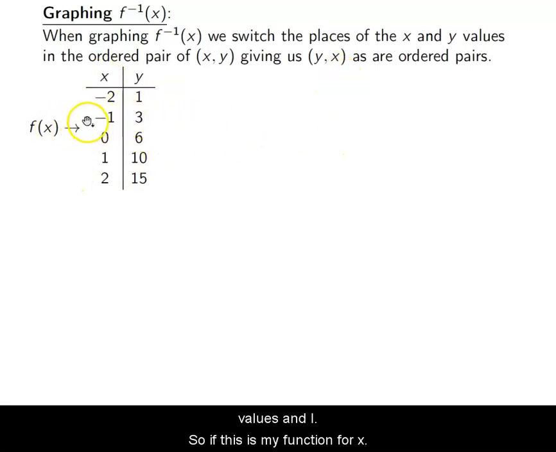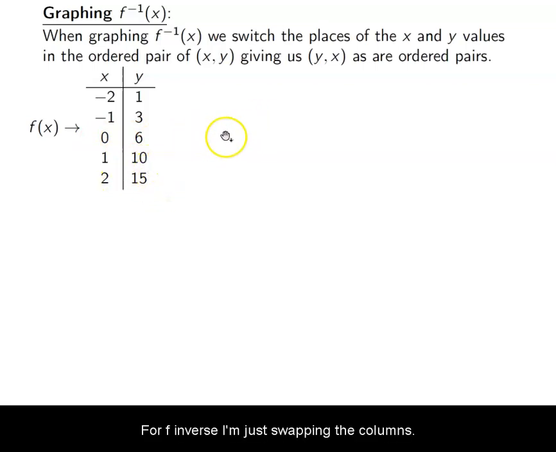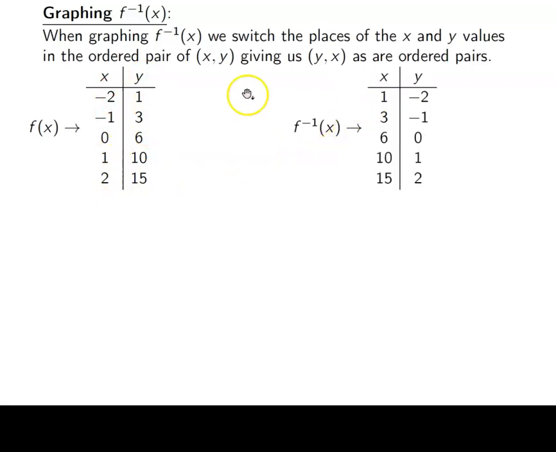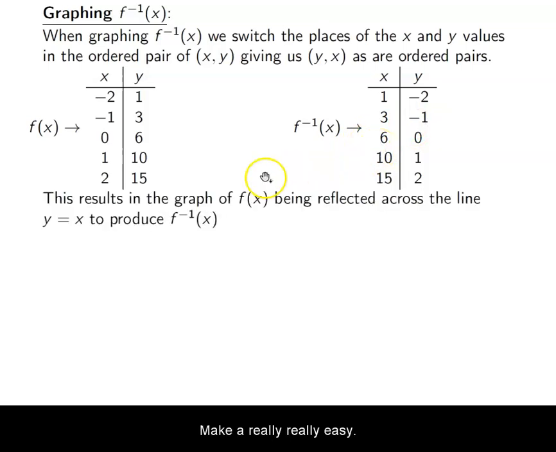So if this is my function, x and f of x: -2, 1; -1, 3; 0, 6; 1, 10; 2, 15. For f inverse, I'm just swapping the columns. My x's now turn into the y's, and my y's turn into the x's. So for f inverse, I just swap the order. It makes it really easy to graph.